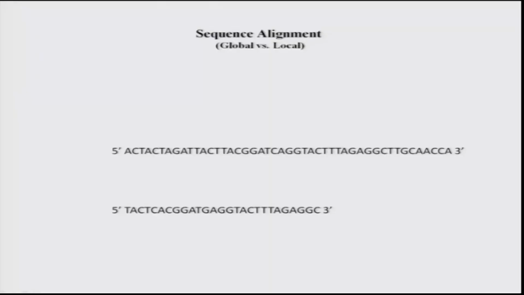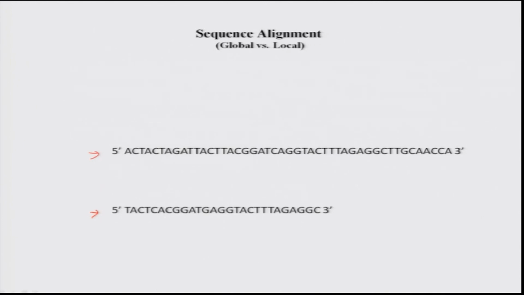So there are two key terms which you will encounter more often, that is global versus local alignment. Very briefly, what is global and what is local alignment? Let's look into these two sequences. You have to align these two sequences. One is this sequence, and the other one is this. Now, there are two ways by which you can align these sequences.